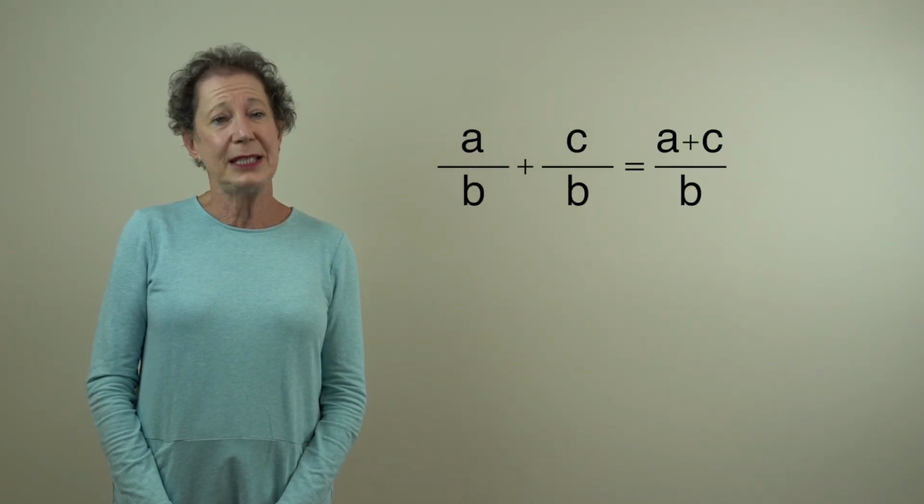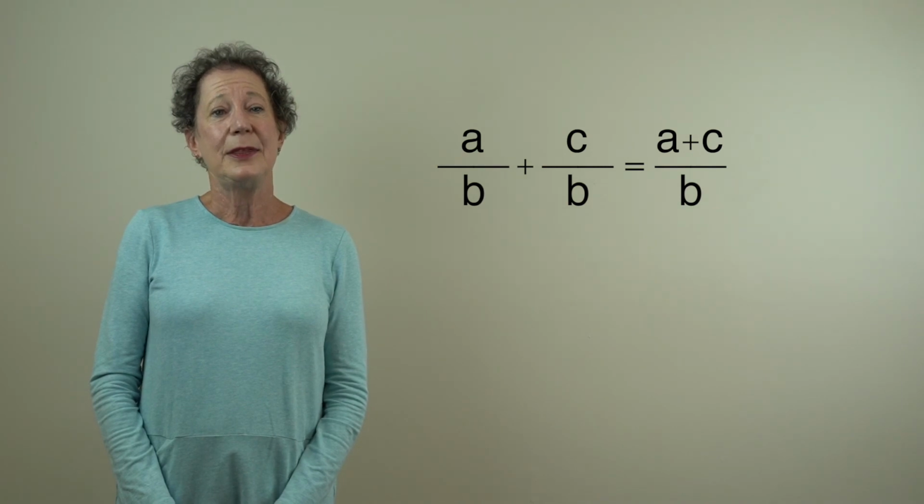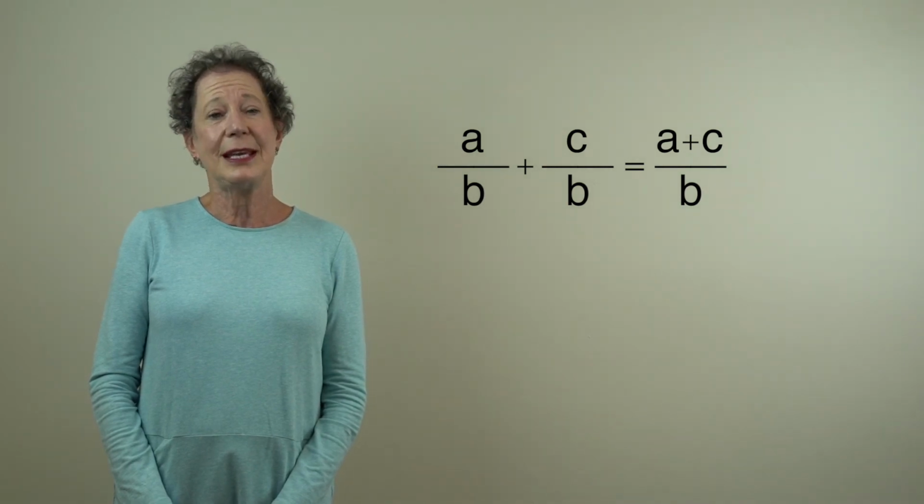So in summary, the way to add fractions is a over b plus c over b equals a plus c over b. The b's, the denominators, have to be the same. It's helpful to have the common denominator be as small as you can get it. But even if the common denominator you use isn't the smallest possible, if you do the arithmetic correctly, you still get the right answer.